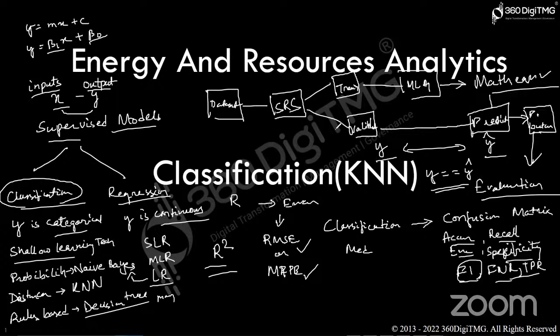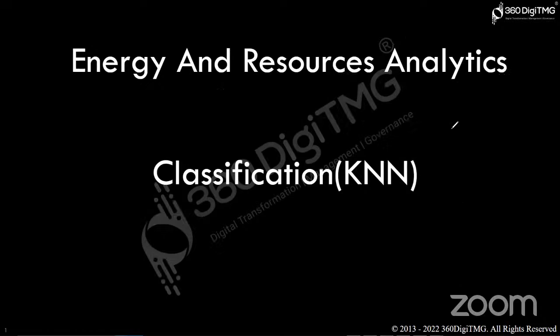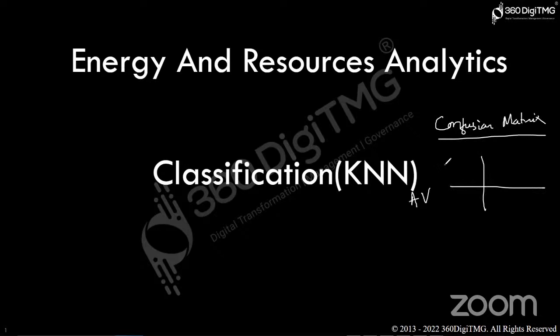So let's go on to KNN. Okay, let me tell you something about this confusion matrix first. It is a 2 into 2 matrix where we tabulate actual value with predicted value. So we have this kind of matrix.